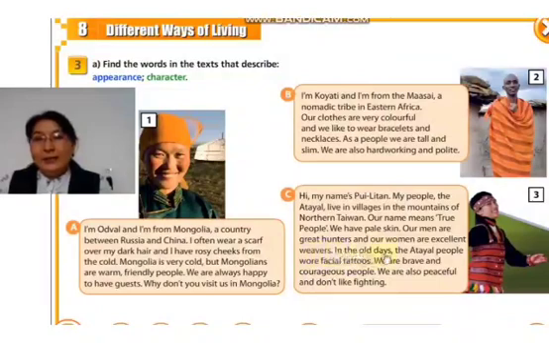In the old days, the Atayal people wore facial tattoos. We are brave and courageous people. We are also peaceful and don't like fighting.